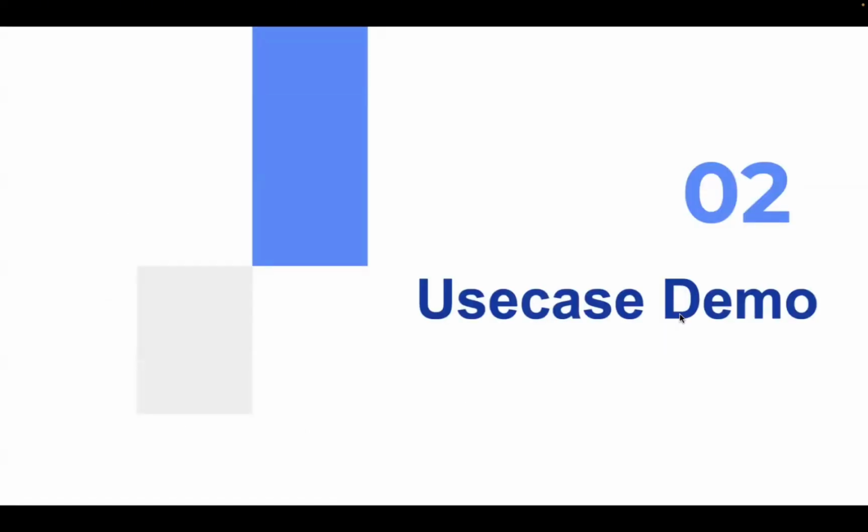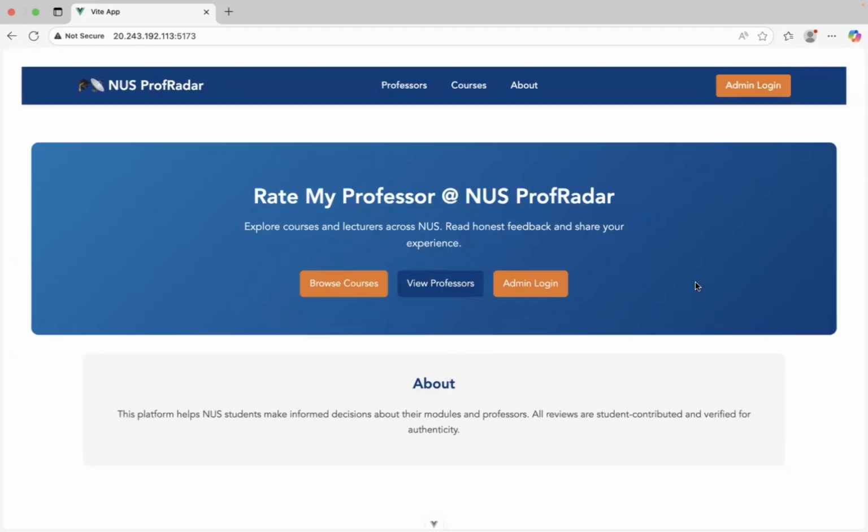Now, for the second part, I will be walking you through the website interface and showing how a user would typically interact with our website. Now, we're at the homepage of our ProfRadar website. At the top, you can see the navigation bar.